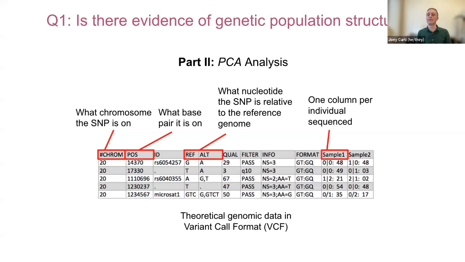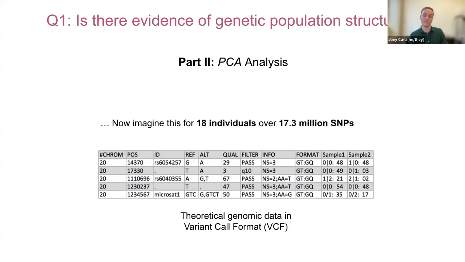And then it gives us this information for all of the samples that we sequenced. So you can imagine if you have 18 individuals, you have about 17.3 million lines in this data sheet. So it's a really high dimensional data set. It's basically ginormous. And that can actually be really difficult to analyze and to visualize and to understand what's going on with the population structure, which is essentially where PCA comes in.